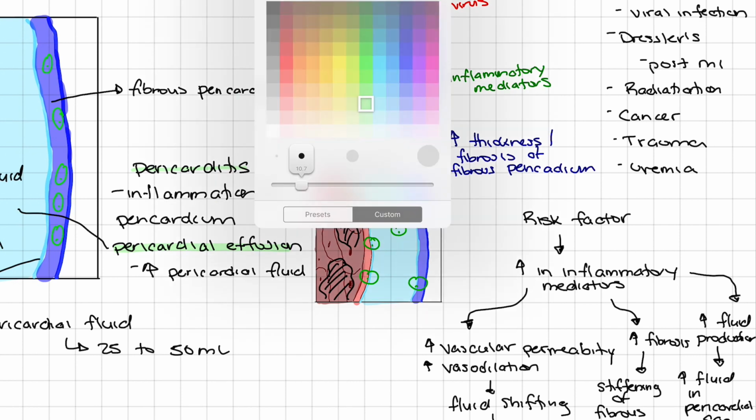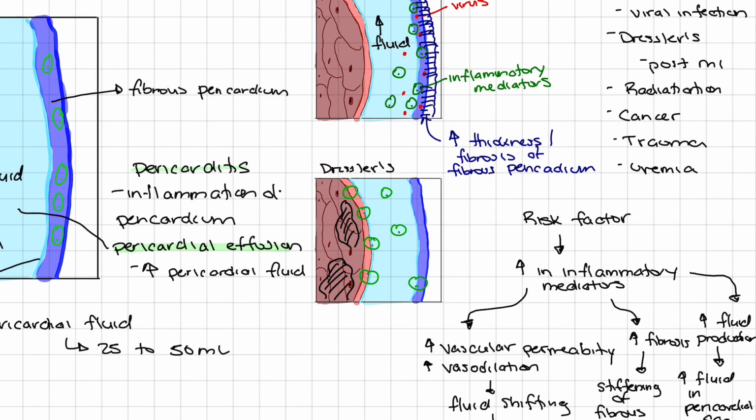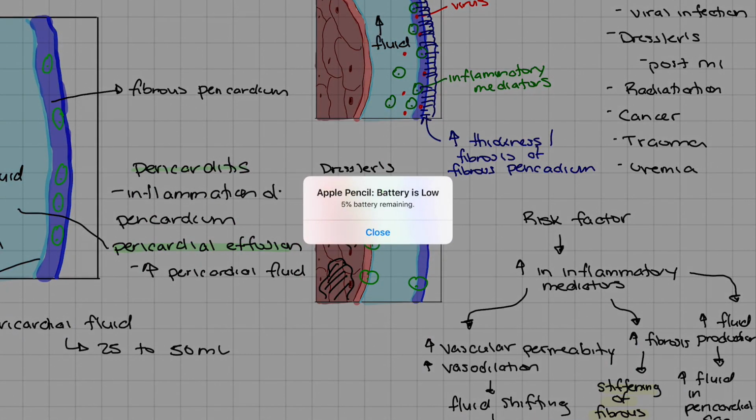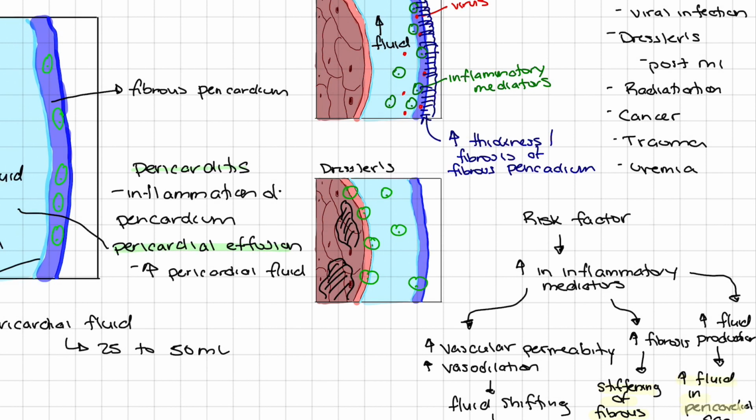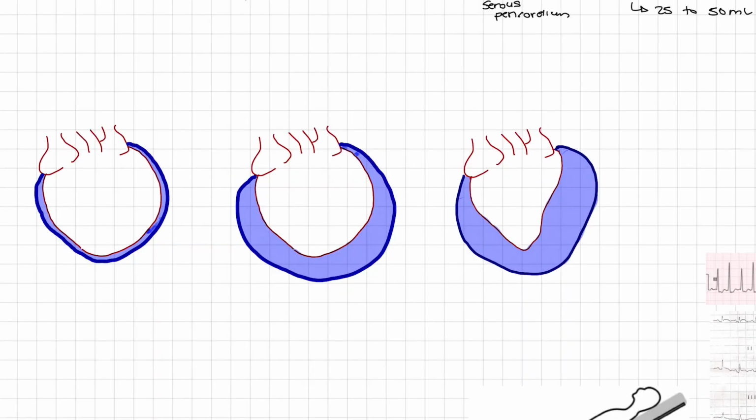So if we think about it, our three primary problems, or three things that are going on here that are impacting the ability of the heart to dilate and contract, is that we have swelling of the fibrous pericardium, which is going to restrict movement of the left ventricle. We have a stiffening of the fibrous pericardium, which is also going to restrict movement of the left ventricle. And then we have an increase in fluid within the pericardial sac, which can also impact the left ventricle's ability to perform its function.